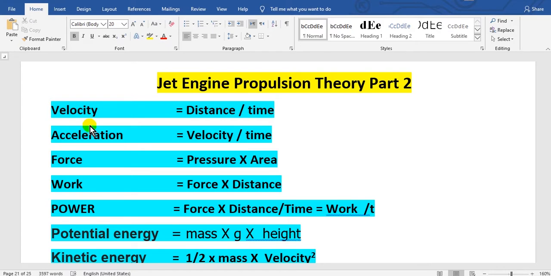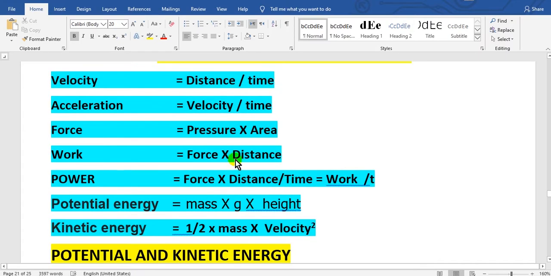Now, velocity equals distance over time. The acceleration is the difference between the velocity initial and the end, over the time. Force equals pressure multiplied by area. Work equals force multiplied by distance. Power is force by distance over time, or work over time.